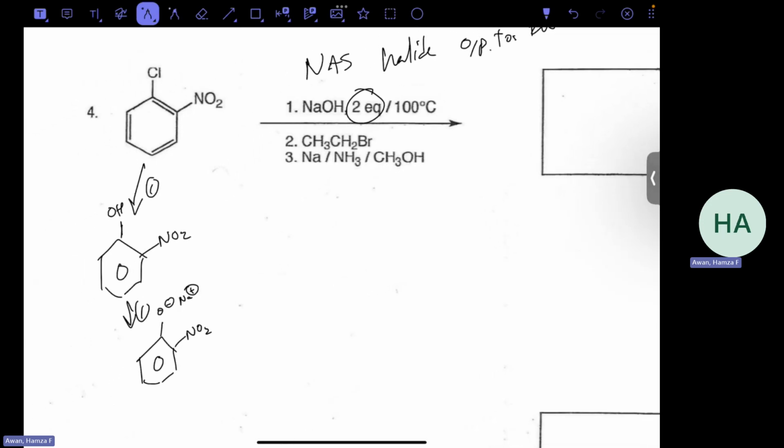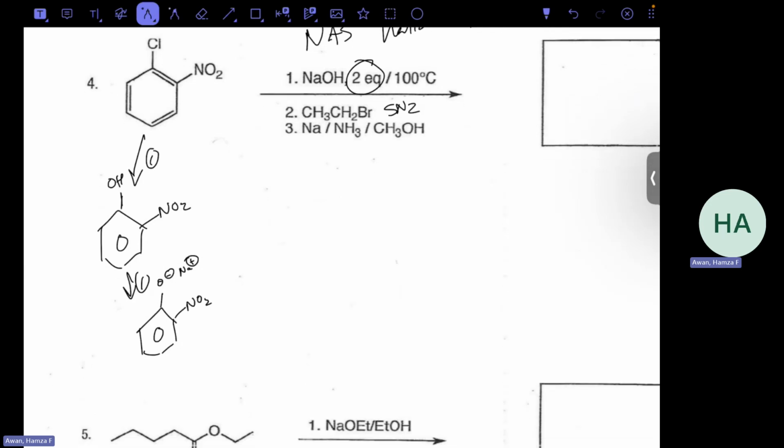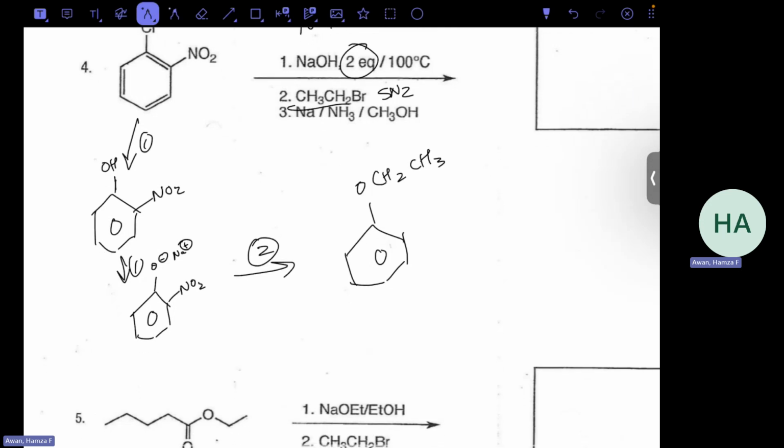And then CH3CH2Br, that's just classic SN2, right? So step 2, we have our ether that's being created. OCH2CH3, or we're just adding whatever's right there.